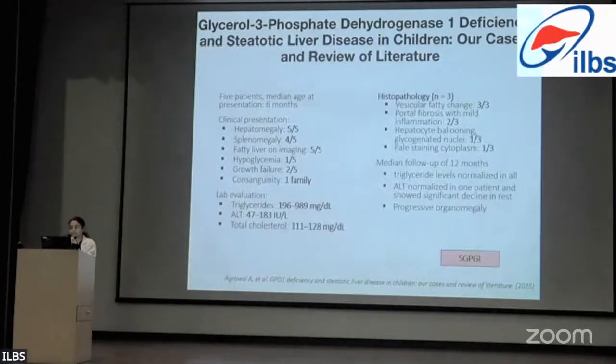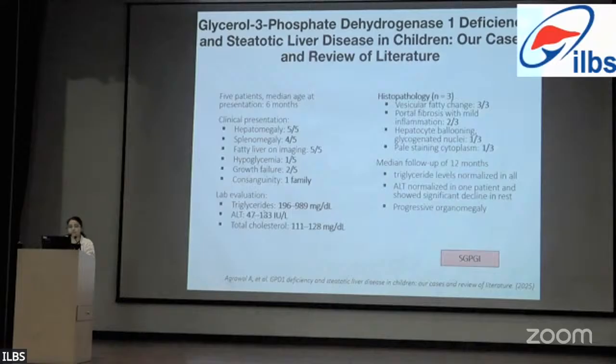So this is a recent publication from the Indian subcontinent from the SGPGI group, where they have described 5 patients from their experience. These patients had a median age at presentation of 6 months. Hepatomegaly was a consistent finding. Most of the patients had splenomegaly, one had hypoglycemia, and one had consanguinity. And all the patients had consistently steatosis on their ultrasound examination.